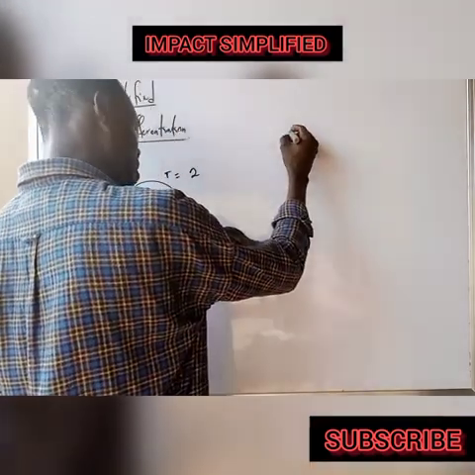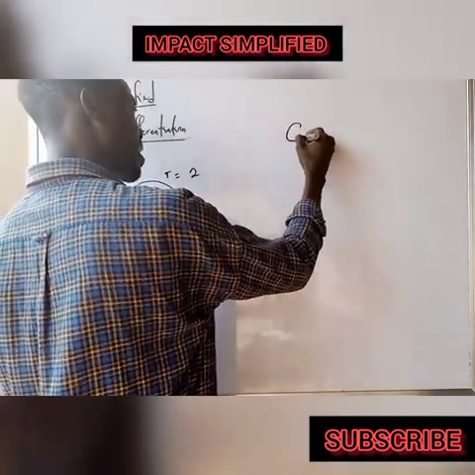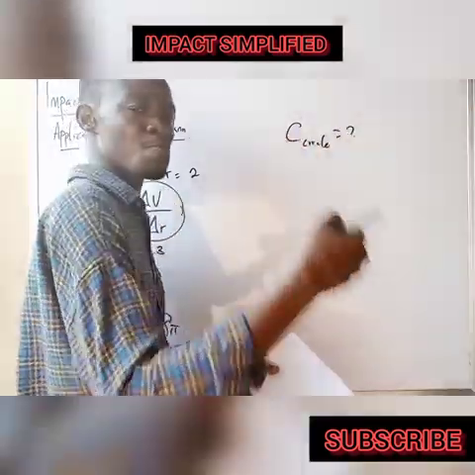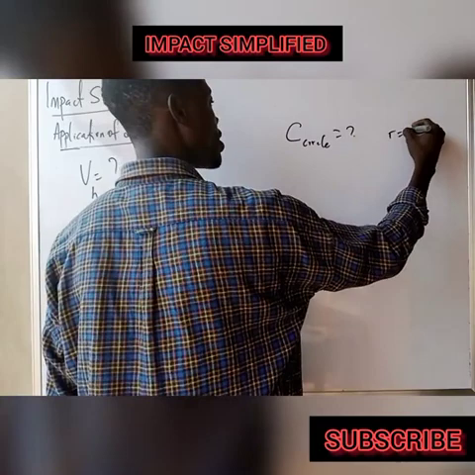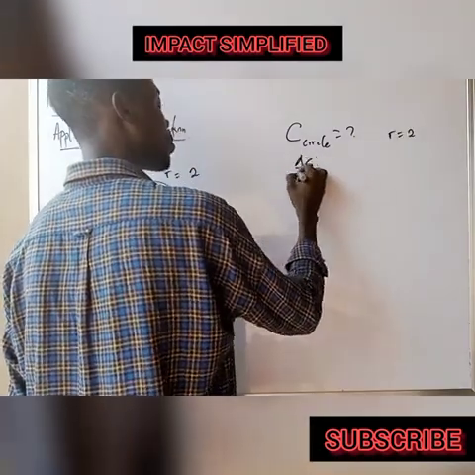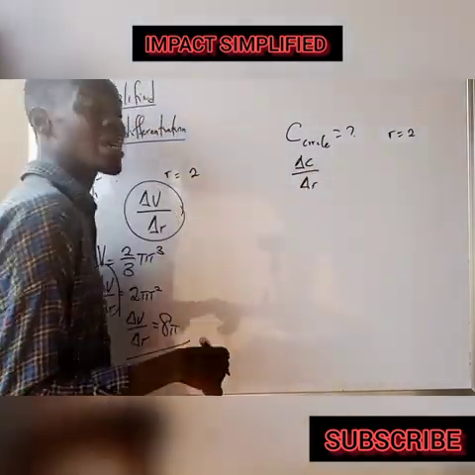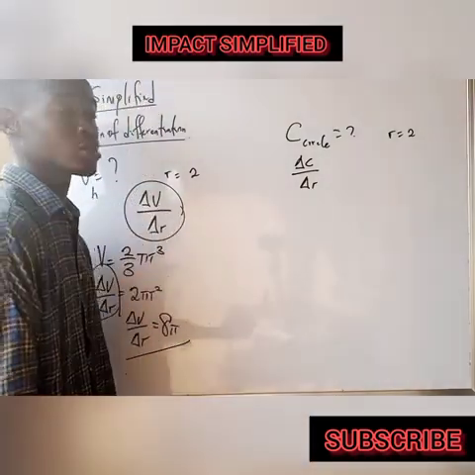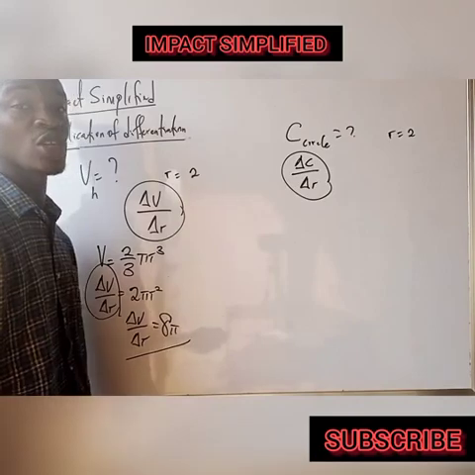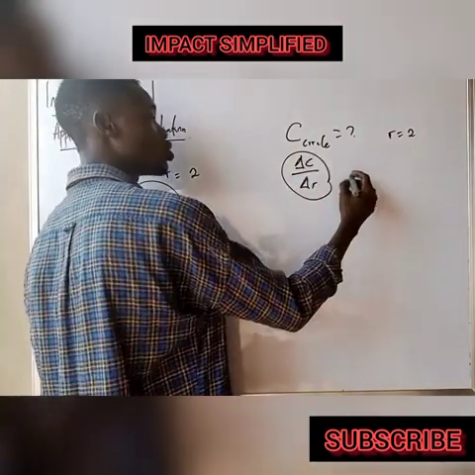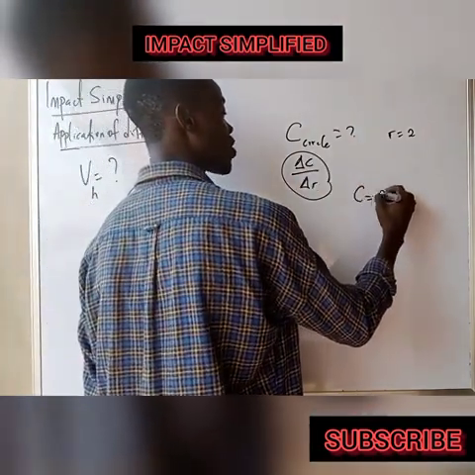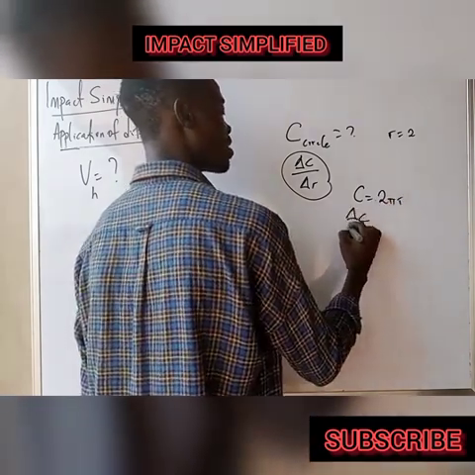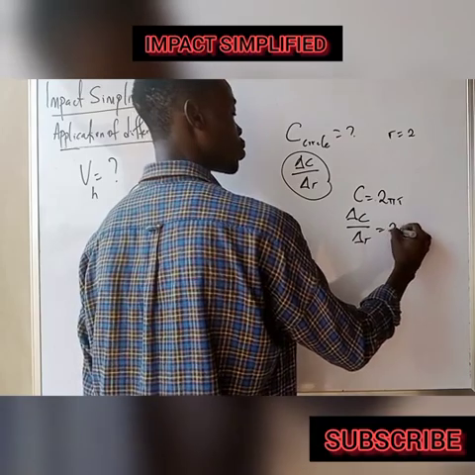They say, what is the rate of change of the circumference of a circle with respect to the radius when your radius is 2? That means we are looking for change in C over change in R. And we need to know the formula for the circumference of a circle. That will give us 2 pi R. And if you differentiate, delta C over delta R will give us 2 pi.